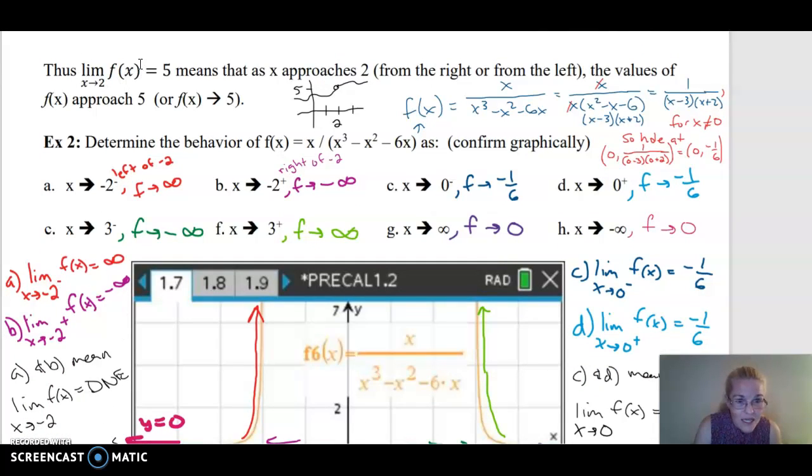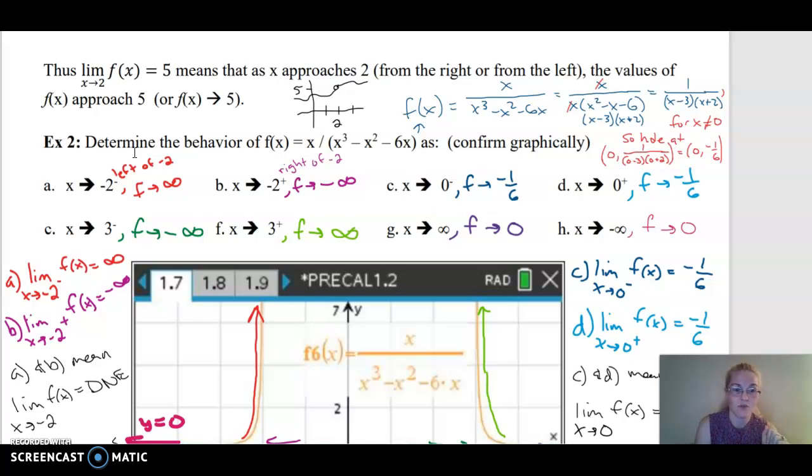This notation right here, the limit of the function as x approaches 2 equals 5, means that as x approaches 2 from both the right and from the left... So it's kind of like you've got this picture. Here's my function, and if I'm approaching 2 from above 2, what are my y values doing? My y values are going down to 5. And if I'm approaching 2 from below, from the left, my y values are also approaching 5. Then the y values approach 5. That's what this limit notation means.